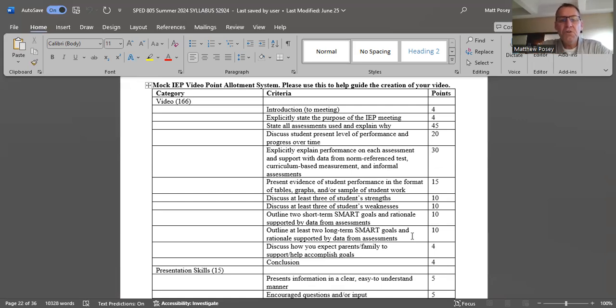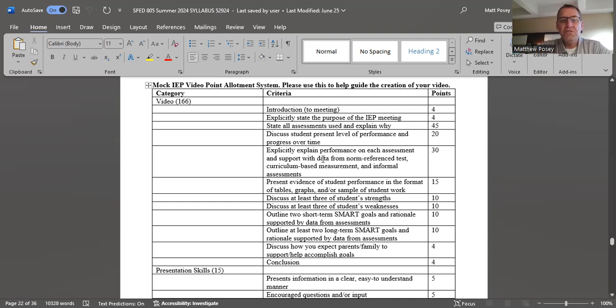So we'll go down through these quickly. Remember, you've already done the assessment. You've already collected the data. This is your information. You're presenting it. It's not like you're having to go out and recreate it. You've already done it. Now present it as if you are giving the team information based on data that you've collected to determine if the student needs to be formally assessed for IEP or special education services.